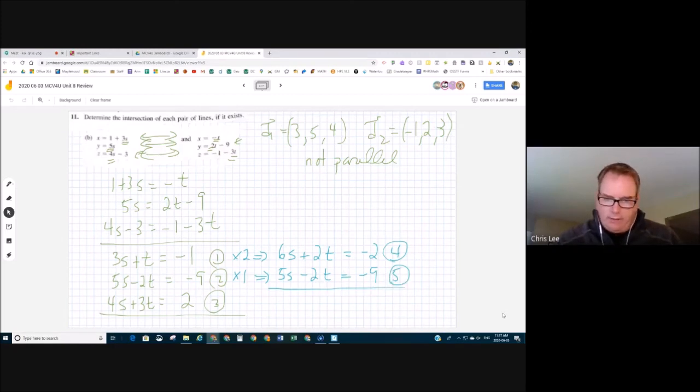And then you're right. You're going to add those. 6s plus 5s is 11s. The t's do eliminate, which is the whole point of me doing it. And this is -11, and s equals -1.